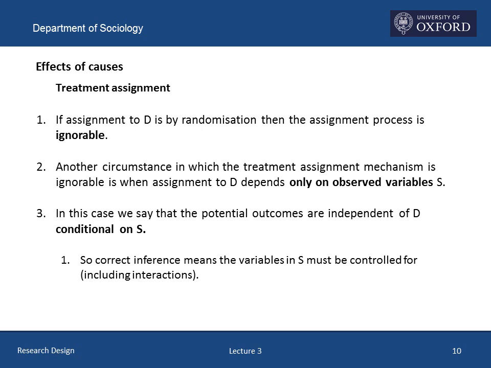Another circumstance in which the treatment assignment mechanism is ignorable is when assignment to D depends only on a set of observed variables. Let's call that set capital S. In this case, we say that the potential outcomes are independent of D, conditional on S. This implies that correct inference about the effect of D on Y requires that in some way or other the variables in S, including their interactions, must be controlled for.